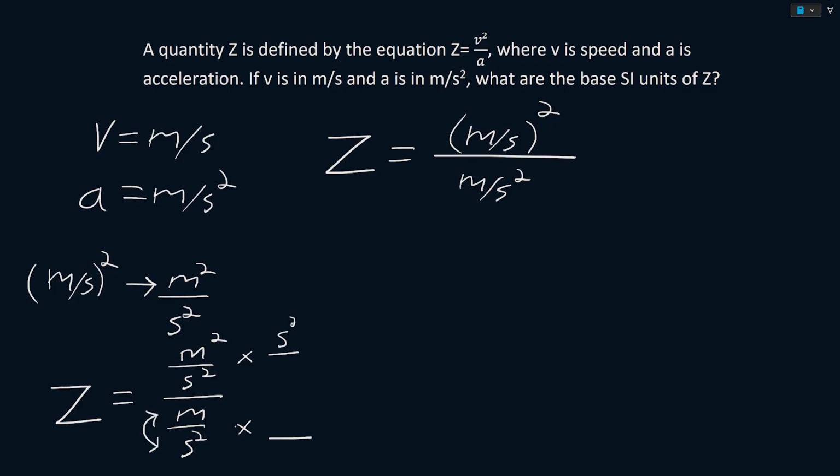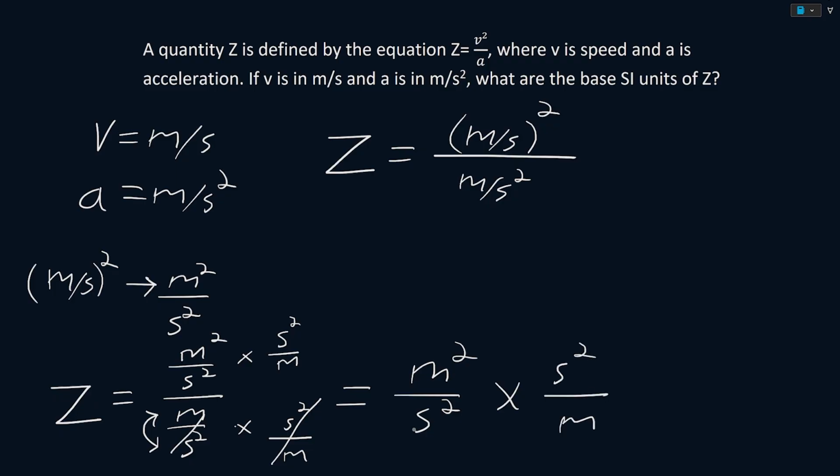This gives us s squared over m to multiply by the top and the bottom. This cancels out the bottom part of the fraction, leaving us with z is equal to m squared over s squared times s squared over m. Here, the seconds squared cancel, and dividing by m cancels the square on m. Our final answer is that z is equal to meters.